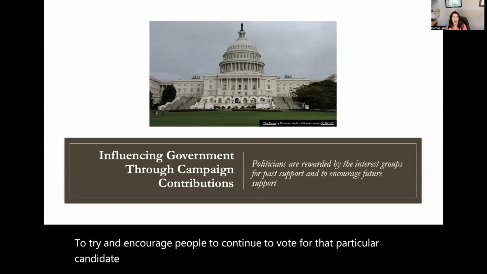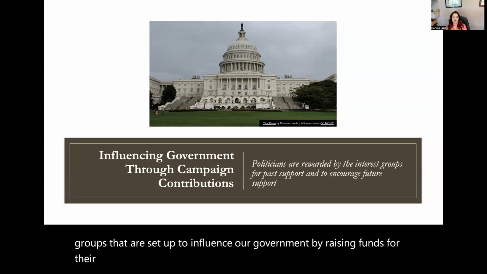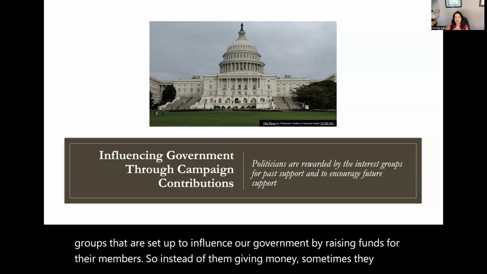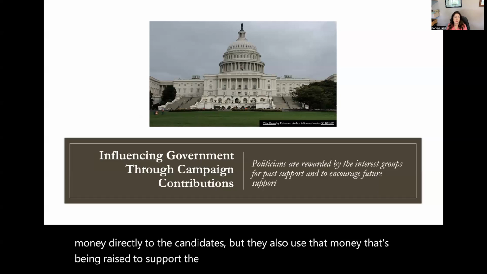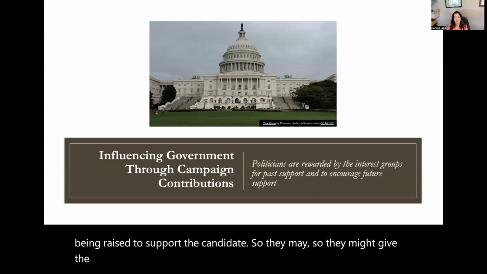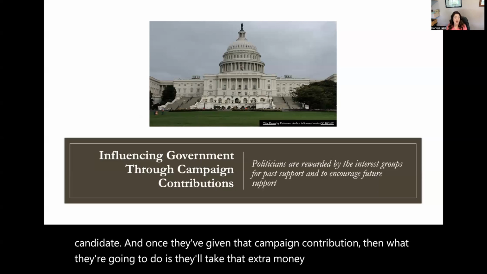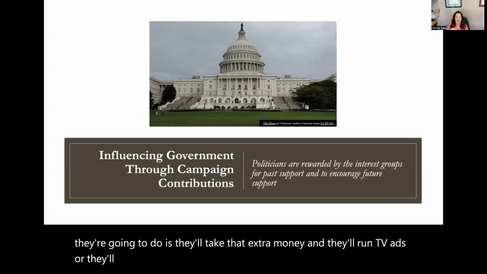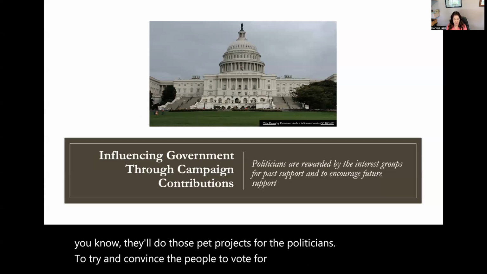We have political action committees, and these are private groups that are set up to influence our government by raising funds for their members. Sometimes they give money directly to the candidates, but they also use that money that's being raised to support the candidate. So they might give the maximum campaign contribution to that particular candidate. And once they've given that contribution, they'll take that extra money and run TV ads, or propaganda campaigns or social media campaigns, or do those pet projects for the politicians to try and convince the people to vote for that politician.